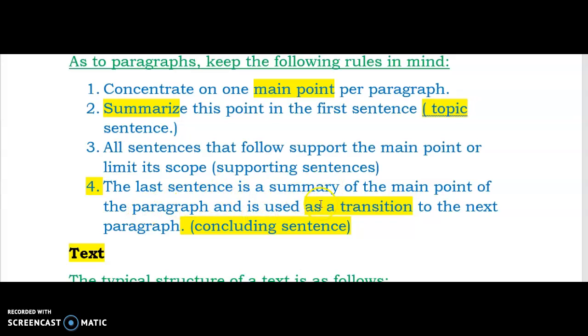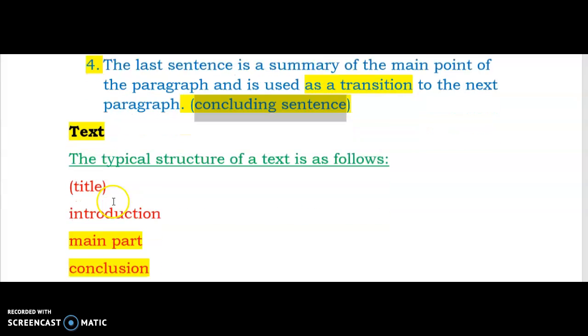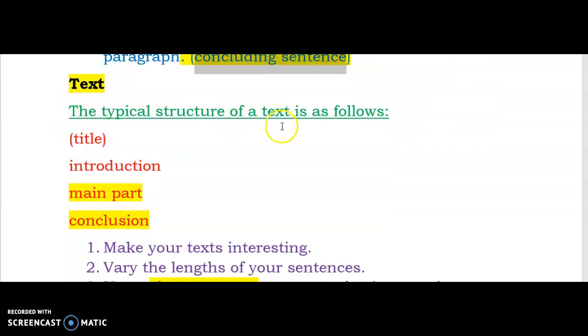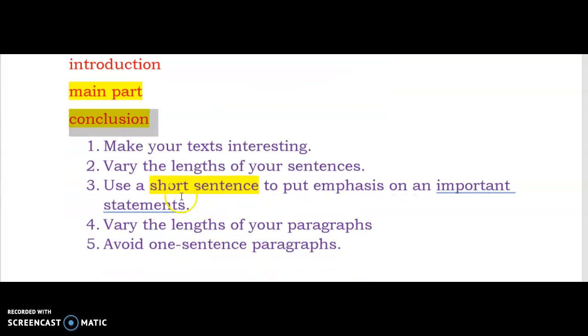Be careful about transitions. When you make a transition inside the sentences, it should be a lovely transition. Or if you're writing 2, 3, 4, 5 paragraphs, then the transition from one paragraph to another should be carefully observed, and normally it's the concluding sentence which prepares you for moving on to the second paragraph, developing a second idea. The typical structure of a text is as follows. There should be a title, which means topic, then introduction, then the main part, and then the conclusion.